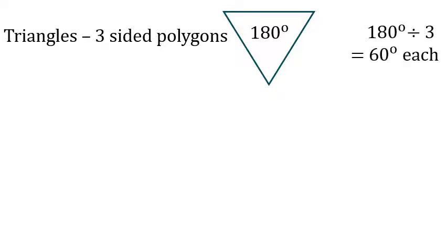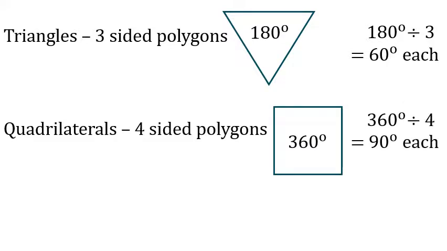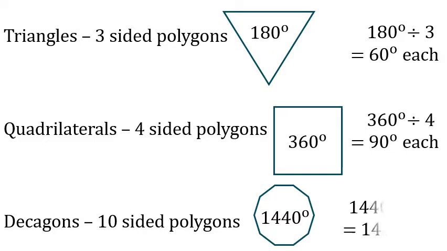The equilateral triangle is a regular triangle. The sum of the interior angles is 180 degrees, and there are 3 of them, so each angle is 60 degrees. The square is a regular quadrilateral. The sum of the interior angles is 360 degrees, and there are 4 of them, so each angle is 90 degrees. We can work out that each angle in a regular decagon is 144 degrees by dividing 1,440 degrees by 10. Using this method, the size of angles in any regular polygon can be calculated.